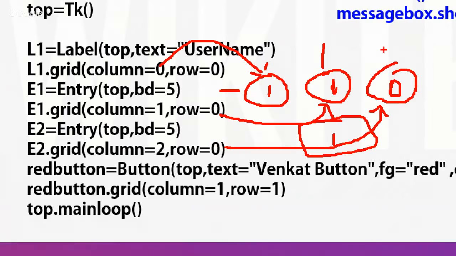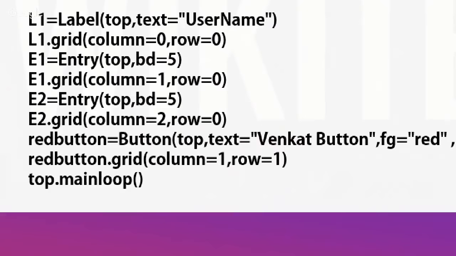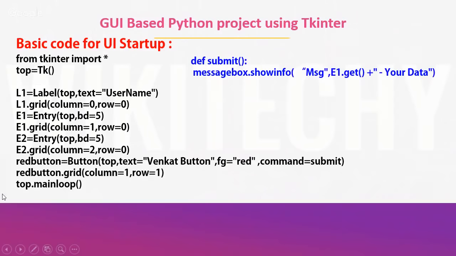I'm trying to make a design. So you'll have a design like this. You'll have a label, a text box, another text box with a button here. Okay, and apart from that I need a border. So the border is of size 5, a thick border. Okay, so this is the code.